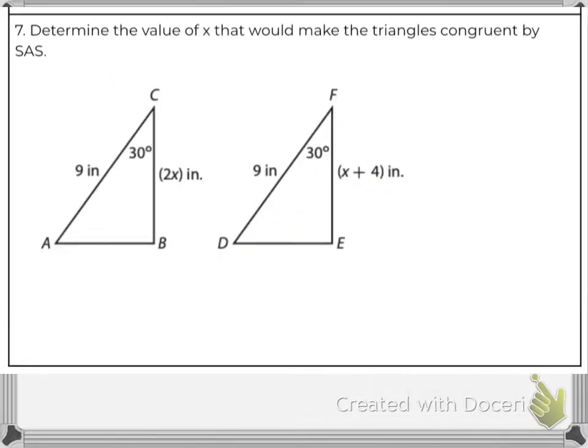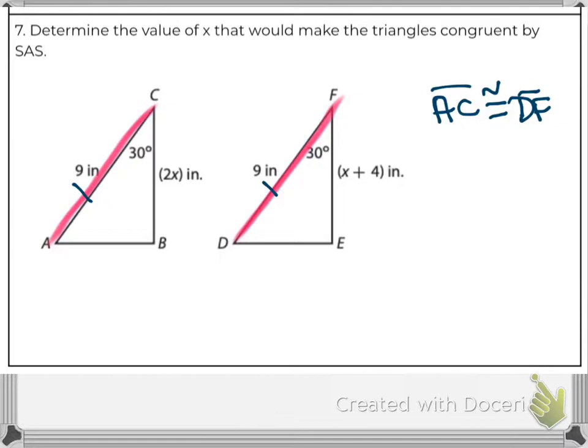Alright, last one. This one says my directions are cut off. But it says to determine the value of x that would make these two triangles congruent by side angle side. So I do have this first set of sides. I've got that AC is congruent to DF. They're both 9 inches. And then what I want to do is find x so that this side here is congruent to this side. That would be our second set of sides.